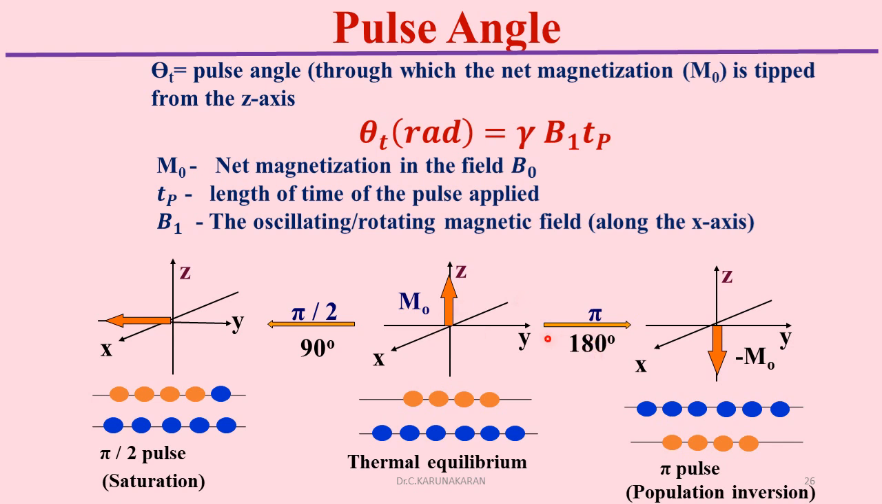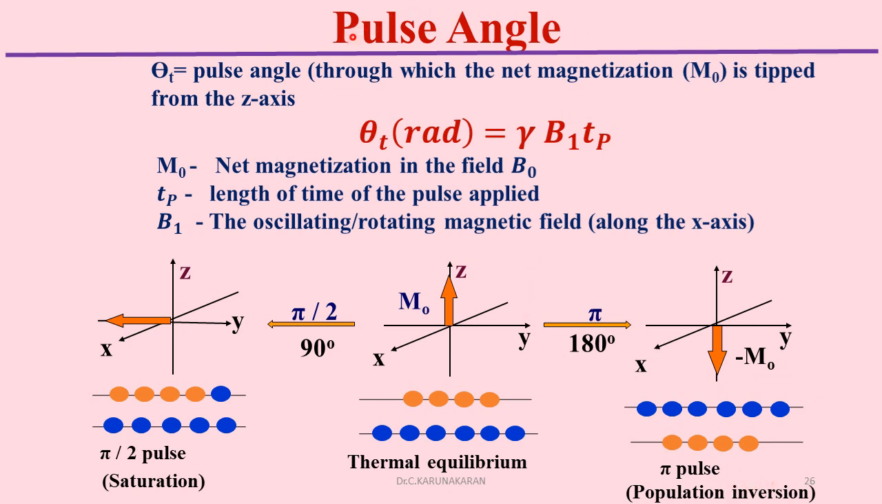Now, when you apply a 180-degree pulse, a pi pulse, the net magnetization is tilted opposite, that is from the plus z-axis to the minus z-axis. In this case, there is a population inversion. See, this is thermal equilibrium. The net magnetization is along the z-axis. On applying the 180-degree pulse, the magnetization is tilted opposite to plus z. It is in the minus z-axis, minus M naught. There is a population inversion.